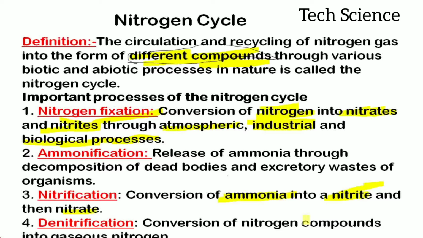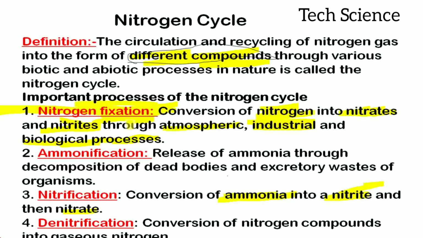So remember, there are four important processes. First, conversion of nitrogen into nitrate and nitrite forms that can be used by biotic factors like plants. Second, ammonification, where you release ammonia through decomposition with the help of bacteria. Third, nitrification, where you convert the ammonia into nitrite and then nitrate form. Why? Because once you convert the ammonia into nitrite and then nitrate, finally this nitrate is converted again into nitrogen gas and released into the atmosphere. Now I have put forth the first point, nitrogen fixation.